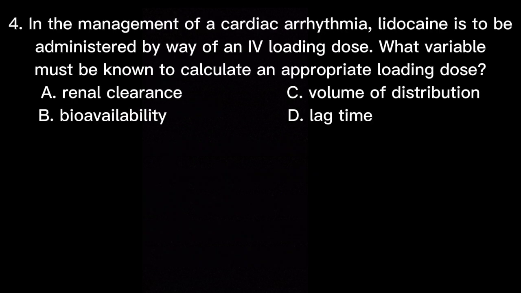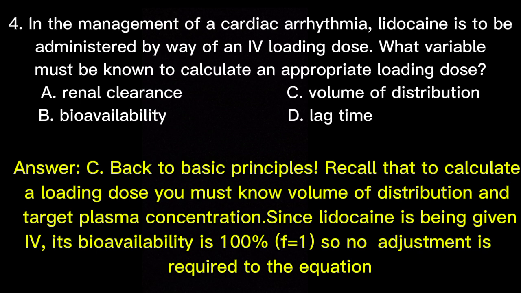Question number 4. In the management of a cardiac arrhythmia, lidocaine is to be administered by way of an IV loading dose. What variable must be known to calculate an appropriate loading dose? A. Renal clearance, B. Bioavailability, C. Volume of distribution, D. Lag time. Answer: C. Back to basic principles. Recall that to calculate a loading dose you must know volume of distribution and target plasma concentration. Since lidocaine is being given IV, its bioavailability is 100%, F equals 1, so no adjustment is required to the equation.